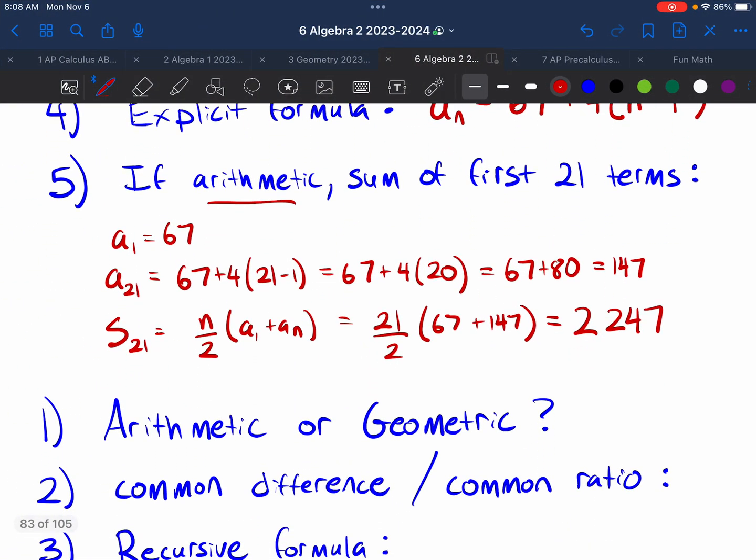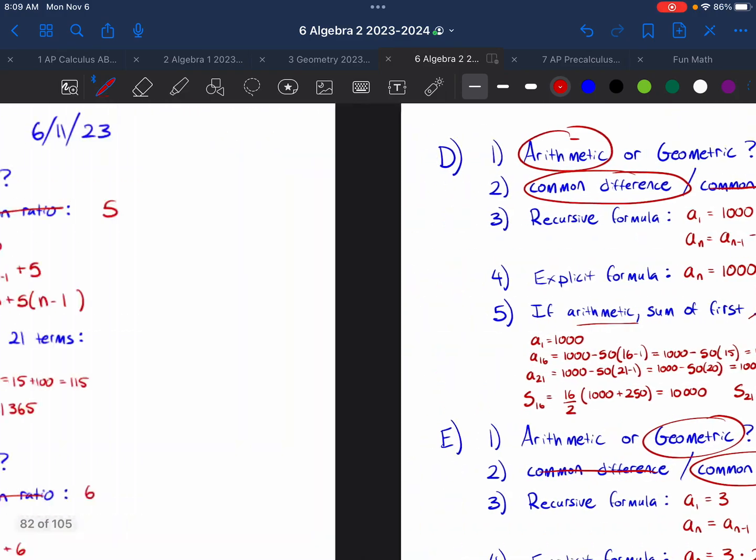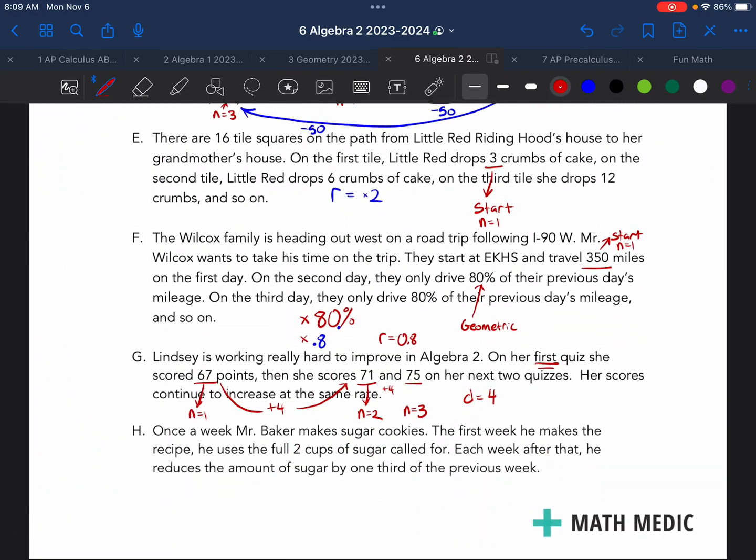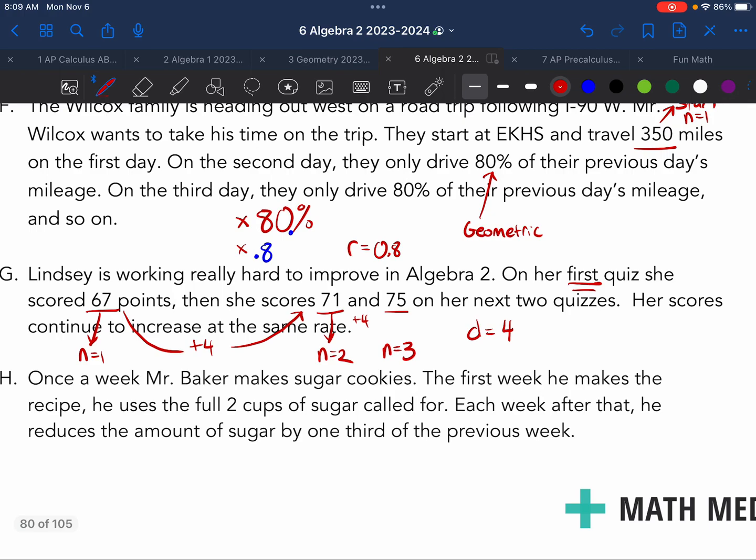All right, and we are on to our final problem, H. Once a week, Mr. Baker makes sugar cookies. I mean, how could you not make some sort of cookies? Your name is Mr. Baker. You've got to be baking something. Probably cookies, brownies, pizza. I don't know. You've got to be in the cooking business. Maybe you just own a panaderia, right?